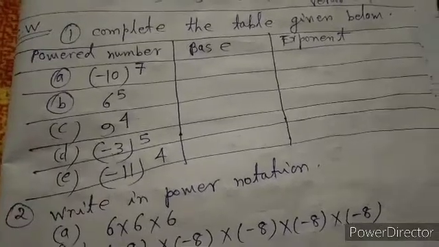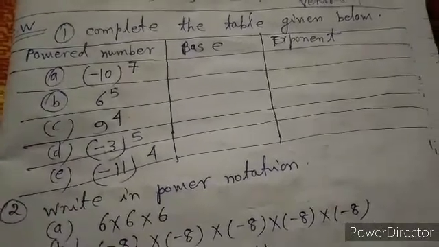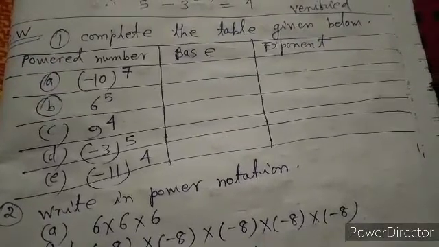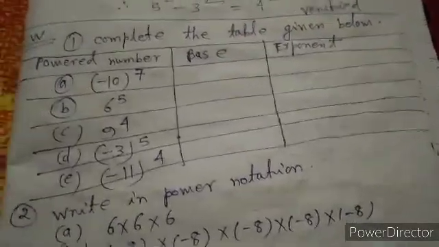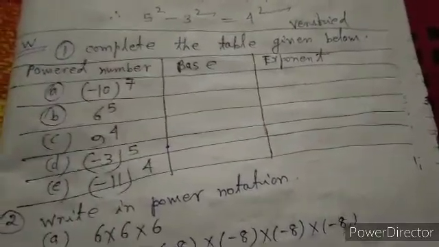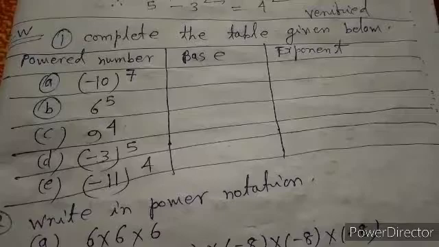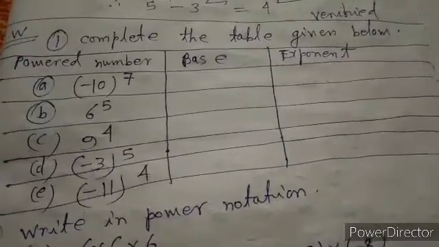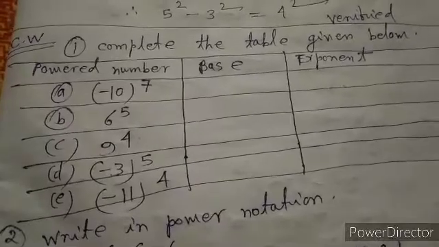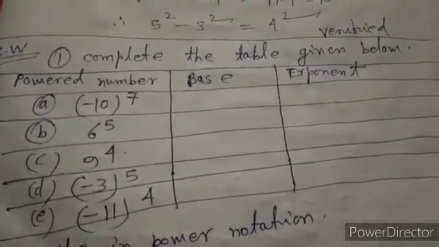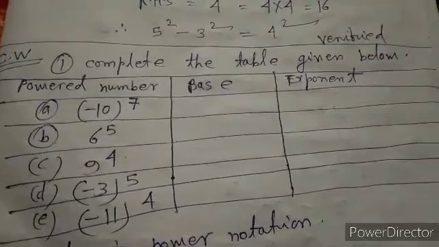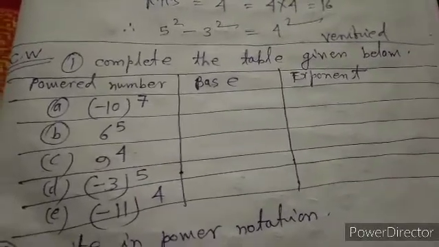Now I give you some classwork to solve in class. There is a table in which 3 columns are shown: powered number, base and exponent. Numbers are written in the powered number column. You have to write the base and exponent. A minus 10 to the power 7, B 6 to the power 5, C 9 to the power 4, D minus 3 to the power 5, E minus 11 to the power 4.